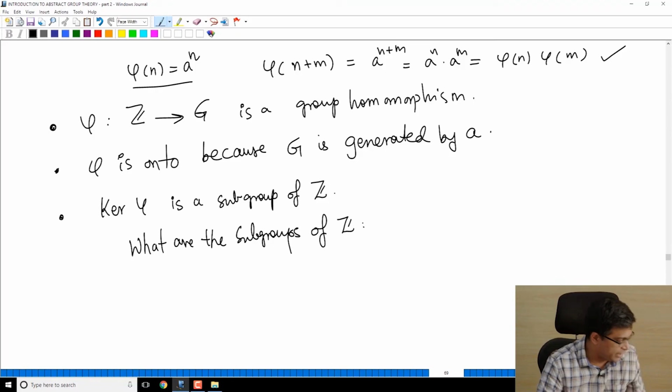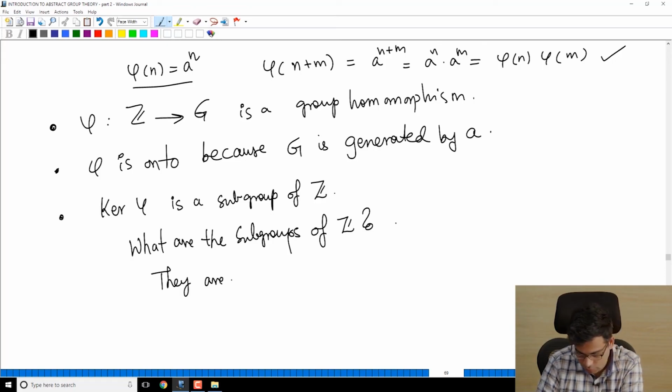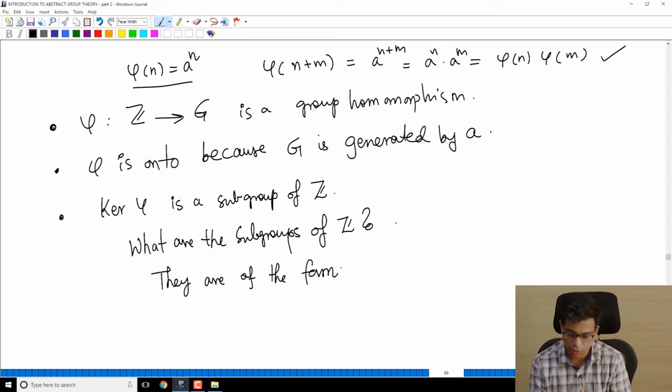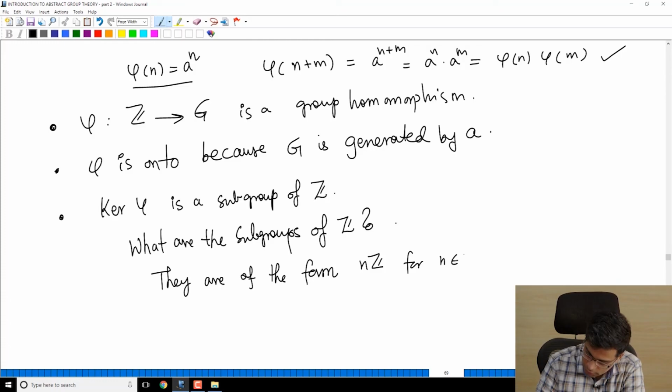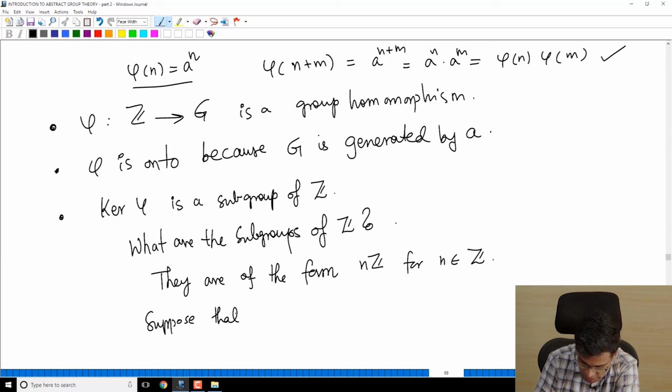And what are the subgroups of Z? We know that subgroups of Z are of the form nZ. I should use some new letter, but hopefully it's not confusing to use n again, though we have used n to denote an arbitrary integer. Now coming back to our specific case, the kernel of phi is nZ.